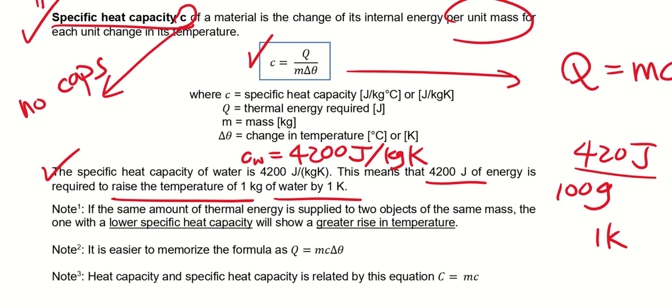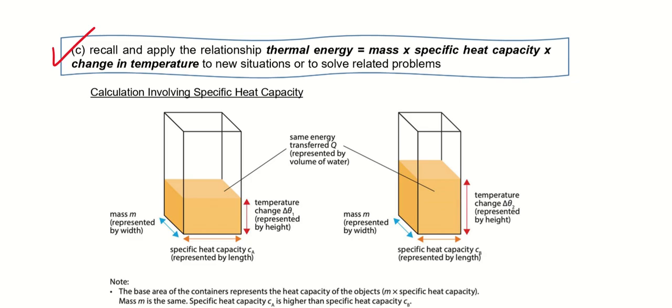4200 joules per Kelvin. Have you noticed that for success criteria C, you need to apply this Q equals to MC change in theta? How many variables are there?